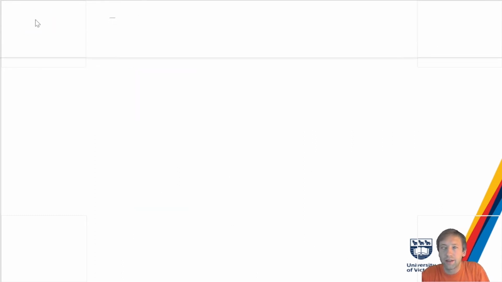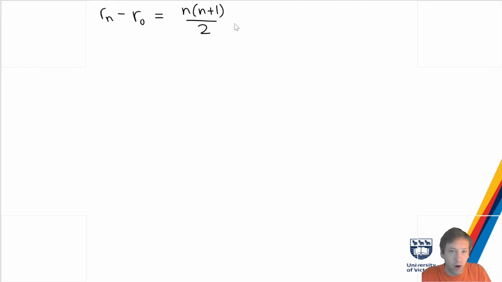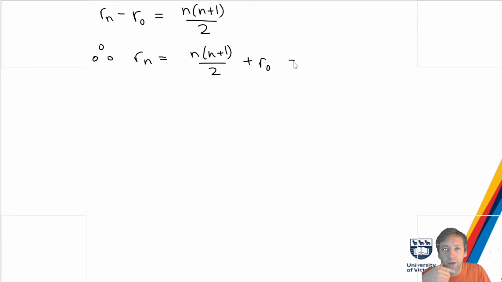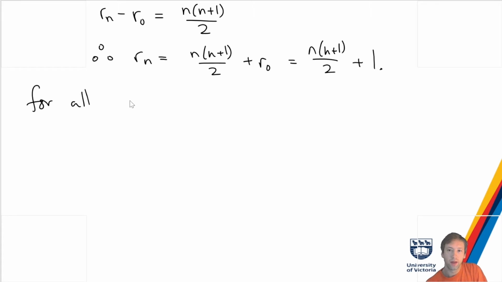So we get that R_n is equal to, what we had from the previous slide was R_n minus R_0 equals n times n plus 1 over 2. R_0 is just 1, so we can just solve for this. Therefore, R_n is n times n plus 1 over 2 plus R_0, which is n times n plus 1 over 2 plus 1, for all n at least 0. Okay.